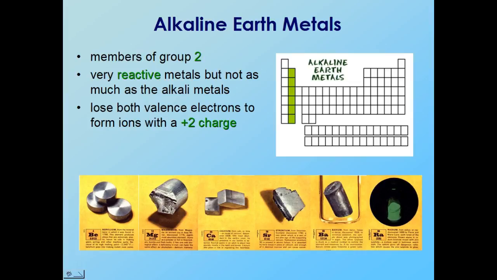Your alkaline earth metals are very similar to your alkali metals. They are found in group 2, and they do react fairly strongly, but not as reactive as the alkali metals. And because they have 2 valence electrons, they make ions that have a +2 charge.